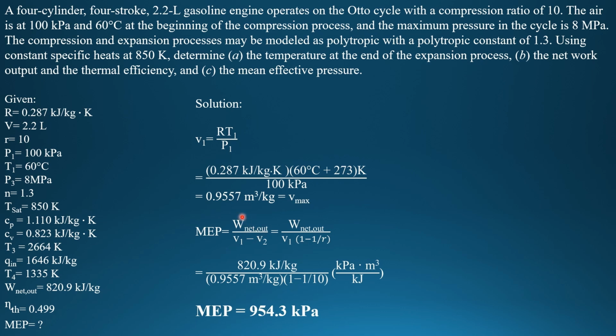And now we have the value of our specific volume. We plug in our values. So we have here 820.9 kilojoules per kilogram over 0.9557 cubic meter per kilogram times 1 minus 1 over 10. We expand the value of our kilojoules, that is in kilopascal cubic meter, to cancel the units. And we have here the mean effective pressure, that is equal to 954.3 kilopascal.